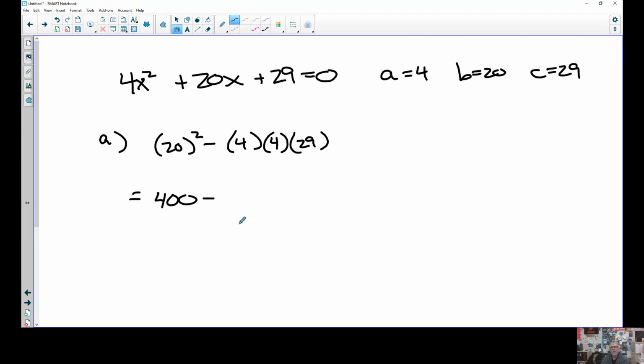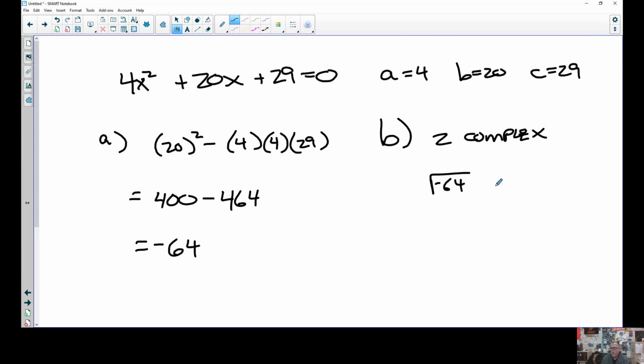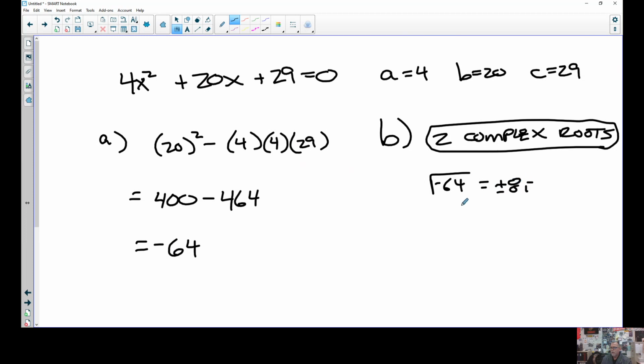All right. 400 minus 464 equals negative 64. Well, what does that tell us? Negative 64, it's a negative number. So as soon as we know it's a negative number, those are complex roots, right? So B is 2 complex roots because it's going to involve I, because we need to find the square root of negative 64. What is the square root of negative 64? I should have said roots here, guys. Sorry. So this was our answer for B, right? Square root of negative 64 is equal to plus or minus 8I, right?